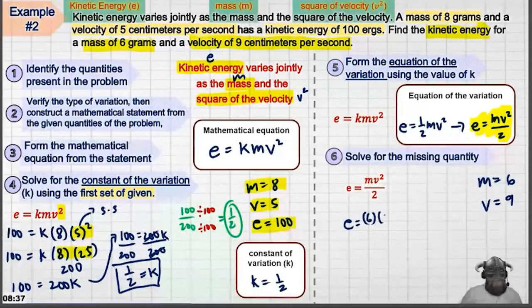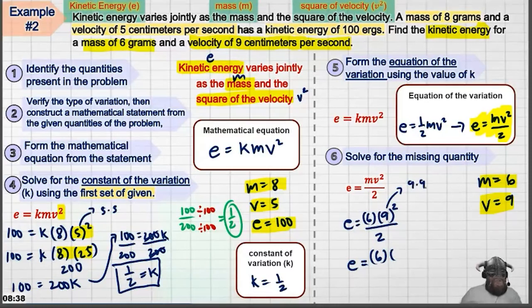Then, mass will be 6. Then, the velocity will be 9. But, don't forget na yung velocity na yan ay naka-square. So, i-square pa rin natin siya dun sa ating solution. Then, divided by 2. So, E is equal to, yan. E is equal to 6 times, let's first simplify 9 squared, which is equal to 9 times 9. Yan. So, 9 times 9 is 81 all over 2.